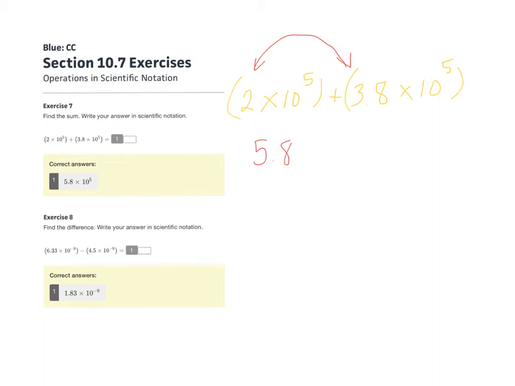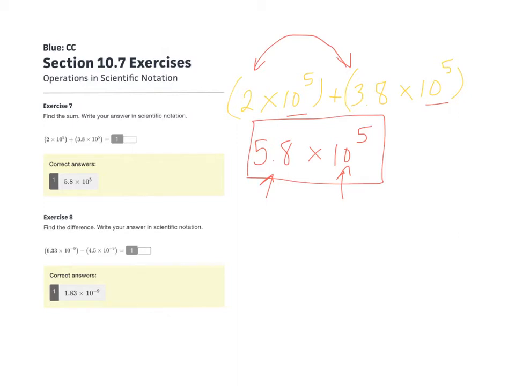Okay? And then we've got 10 to the 5th and 10 to the 5th, so this is going to be times 10 to the 5th. Now, when you're doing these problems, you always want to ask yourself, is this in scientific notation? Is this number between 1 and 10? And do we have a base of 10 to some exponent? And we do. So the first one is definitely in scientific notation, and that's how you do number 7.